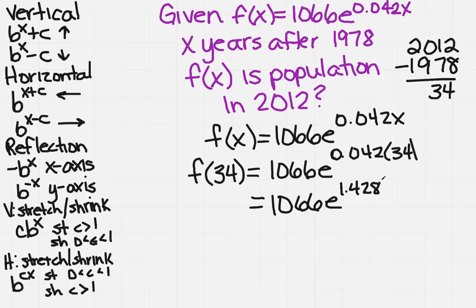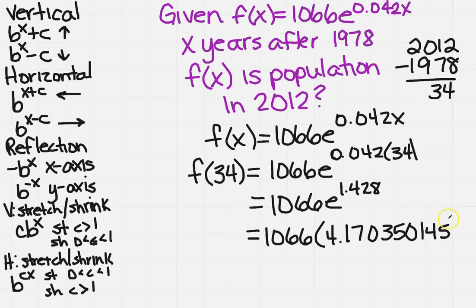1.428. Now, there's actually an e to the x button on your calculator, and that's what you want to actually push once you have that 1.428 in your calculator. So I'm going to get 1066, and when I did that, I got a nice big long number. Remember, do not round until you get to the very end of your equation. And then I'm going to take that number times the 1066, and it's going to give me 4445 point, a whole bunch of things again.